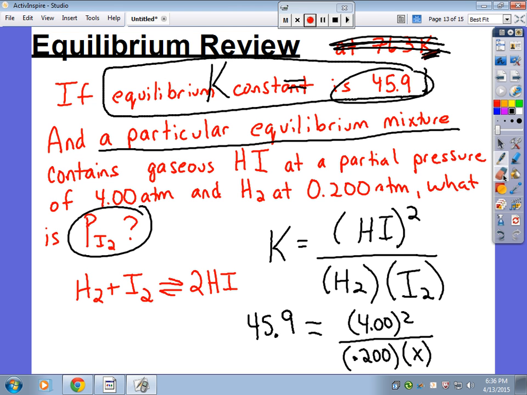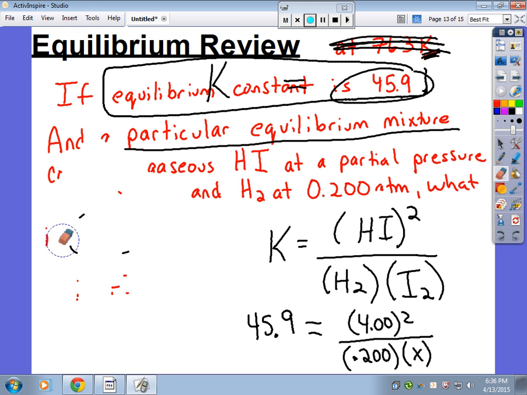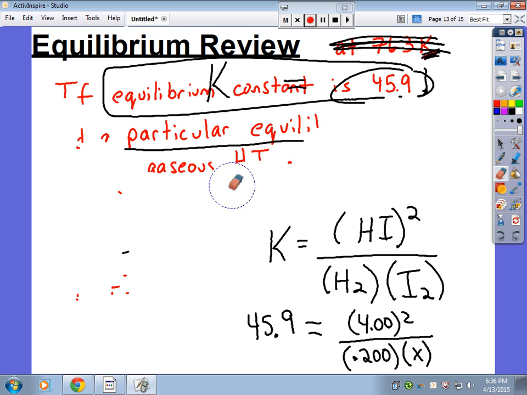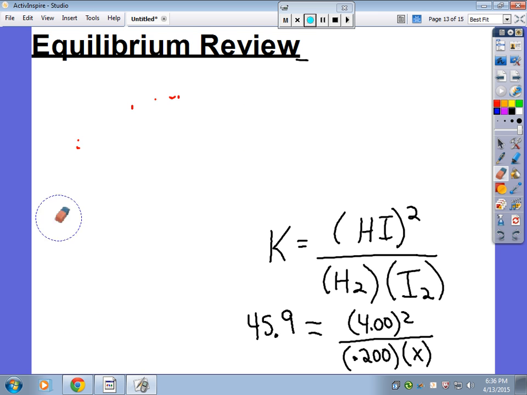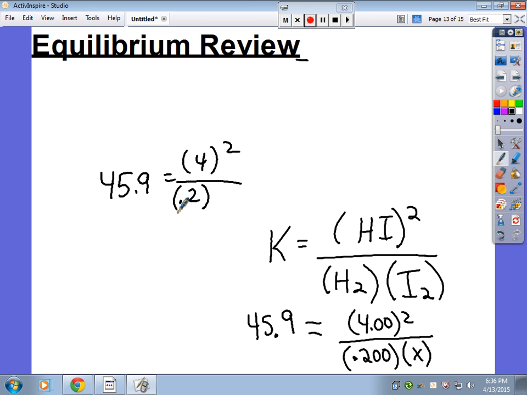So now how do I solve? Well, I'm going to go ahead and make my eraser a little bigger here so we can get rid of this a lot faster. I'm going to go ahead and take my math, 45.9 equals, I'll write it over here so you can see it better. Get rid of some of those zeros. So you ask yourself right now, where is X? Oh, X is in the bottom. What do you say to yourself? When X is in the bottom, you do the flip.